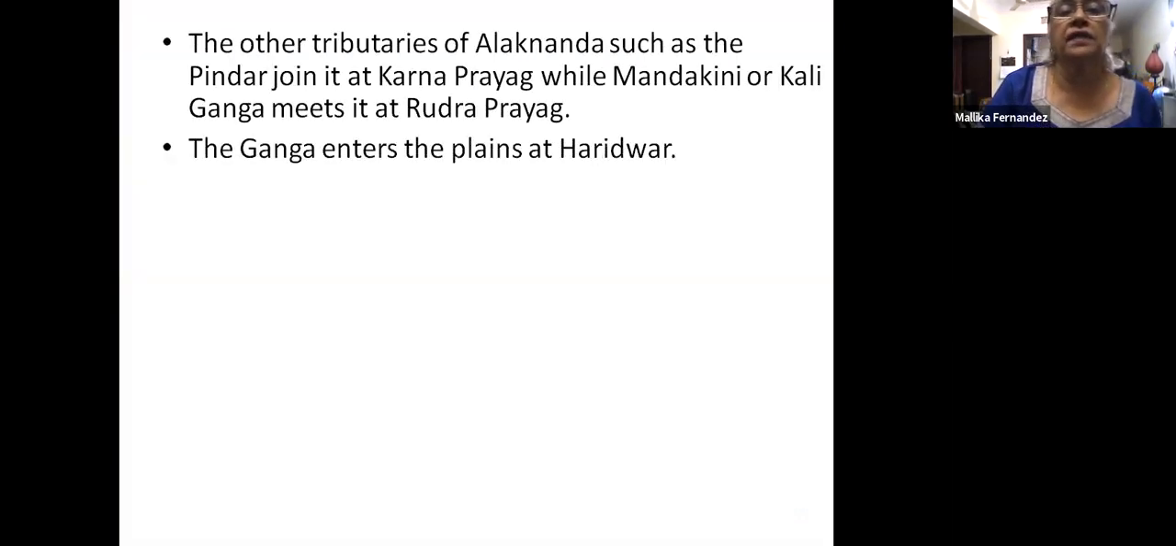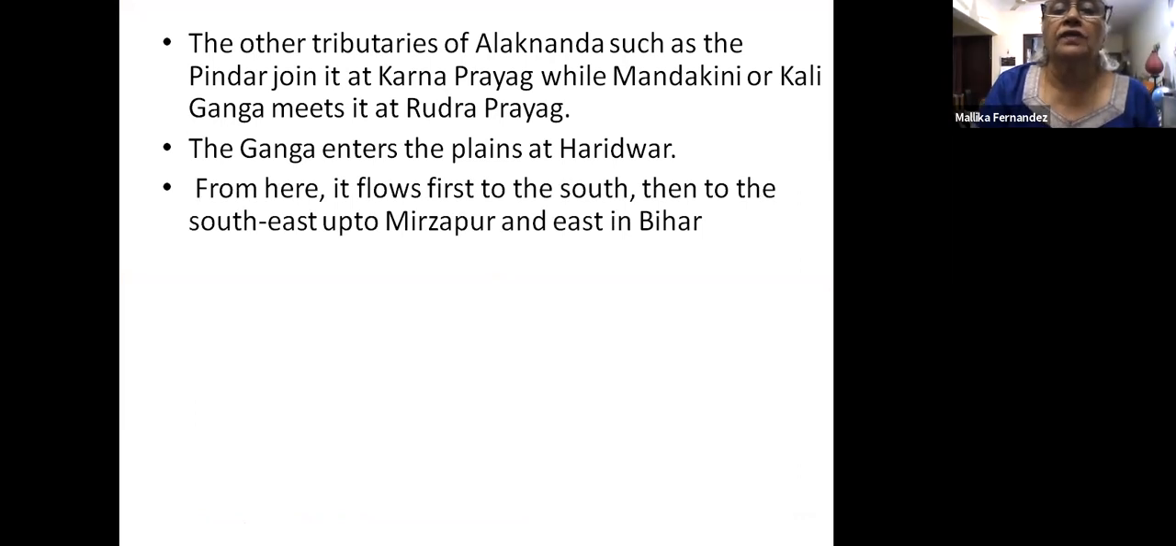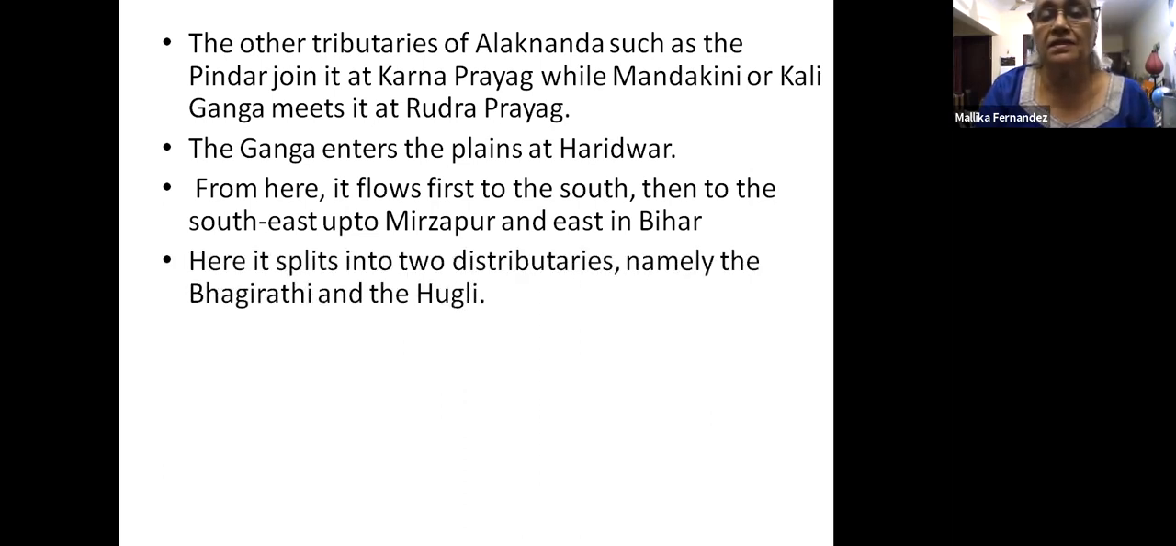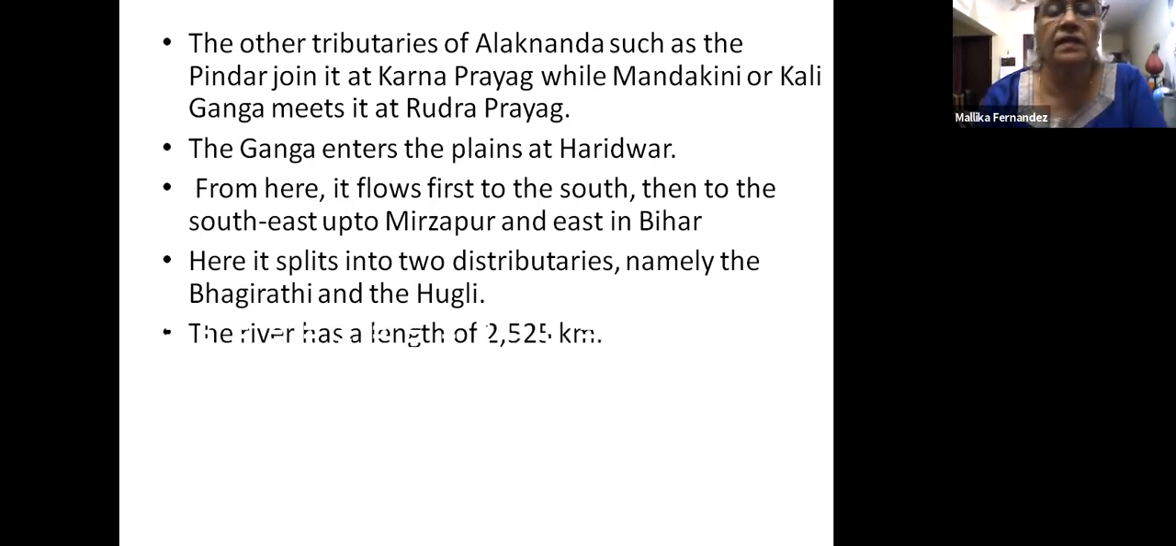So I'll just skip this here. So the Ganga enters the plains at Haridwar, the Harika Dwar. So it is the place at which the Ganga comes out. Okay, so first it flows south, and then up to Mirzapur, and then it turns and flows east in Bihar. So the whole thing flows south, southeast, and then east right across, right? But the general direction is east. There it splits up into two distributaries. I told you that, Bhagirathi and Hooghly.